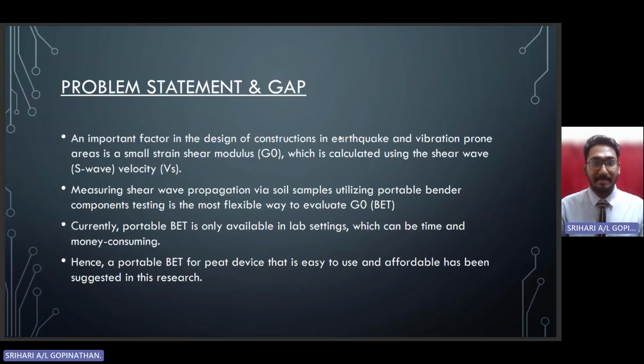Every soil has its own value, like the shear modulus G, which can be calculated from the shear wave velocity of S-waves. The bender element is usually found at the soil lab, and it is a bit costly. So what we are going to do is make an in-house device which can be used portably on site, on a budget.